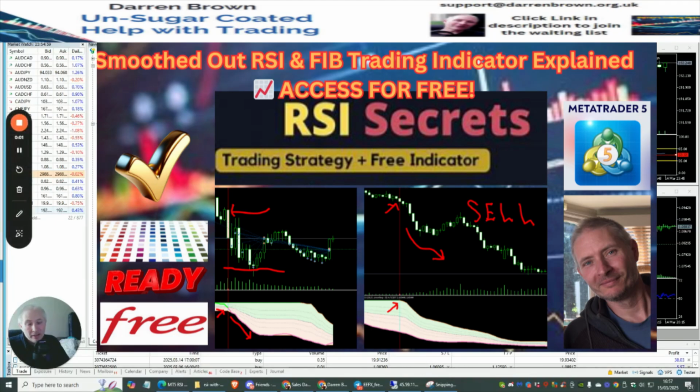Hi people, today I want to show you another RSI trading indicator. This one is called the Smoothed Out RSI, and it's also got Fibonacci built in. Now RSI stands for Relative Strength Index, which looks for overbought and oversold points in the market. And obviously Fibonacci is where it finds points of support and resistance depending on what chart you're using. Okay, now the smoothed out feature, well, that's a little bit more difficult to explain.